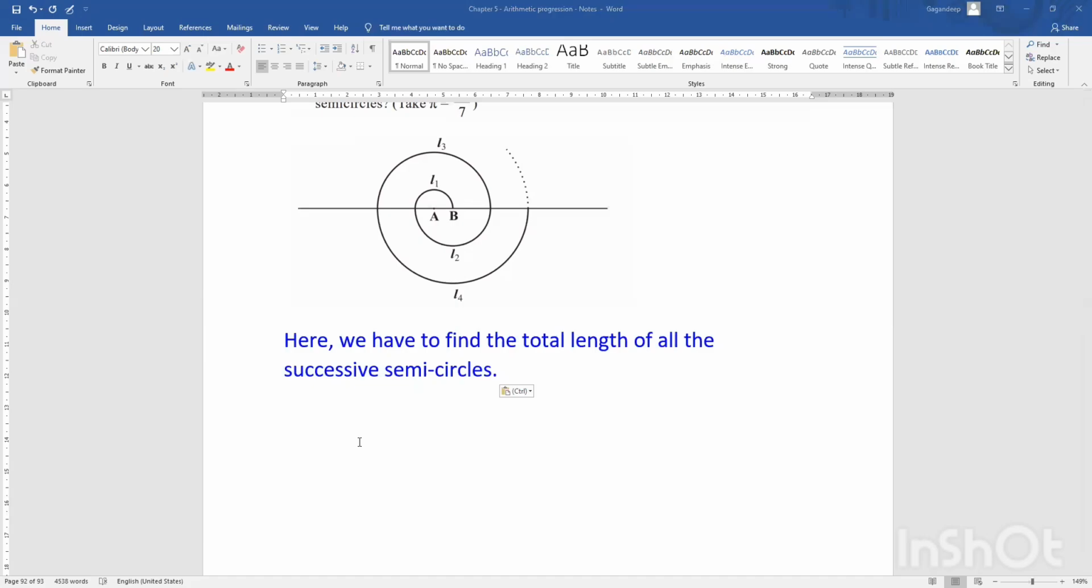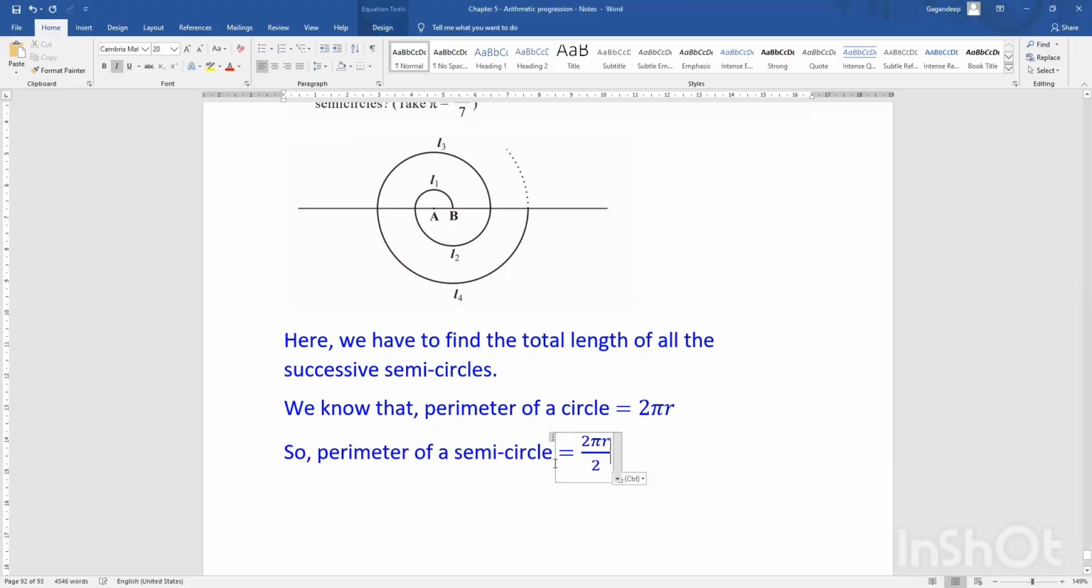Now we know that the perimeter of a circle is 2 pi r, right, children? The perimeter is the boundary length. So the boundary length of a whole circle is 2 pi r. So when you take the perimeter of a semicircle, that is a half circle, it will be 2 pi r divided by 2. So the perimeter of a semicircle will be 2 pi r by 2, which is nothing but pi r.